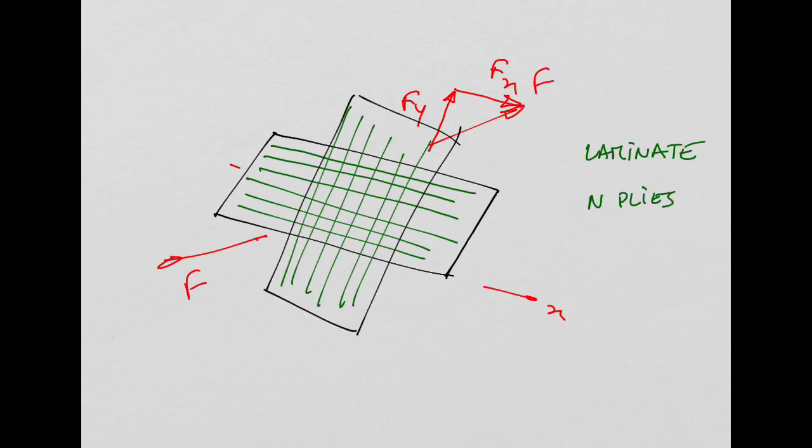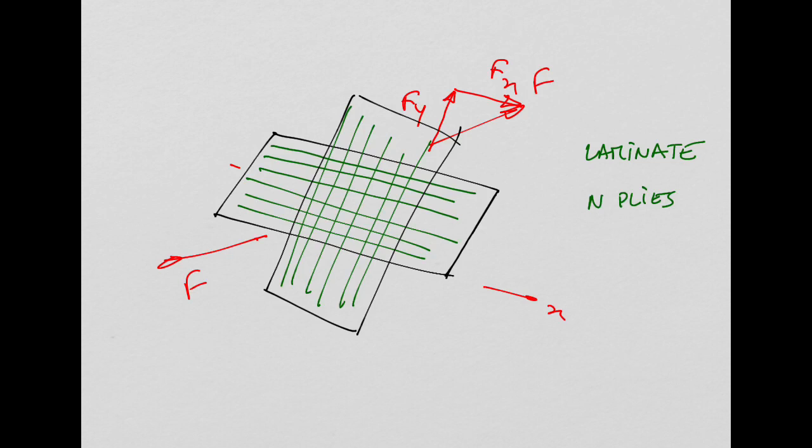So when you build a laminate with n plies, for example, with five plies, if you lay them up, five plies with 0.5 thickness, you have at the end a laminate with 2.5 millimeters thickness, for example, right?